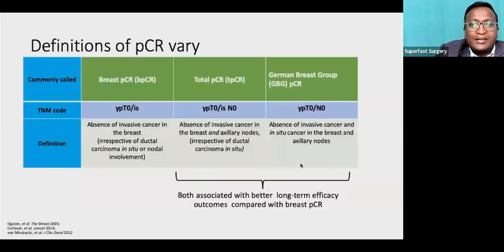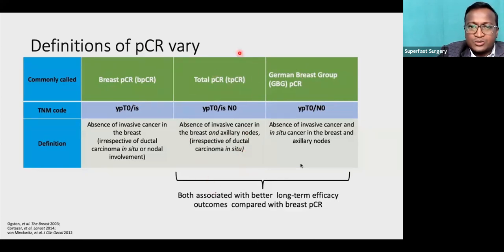So now, what kind of response do we have, like a pathological complete response? What is the definition of pathological complete response? The patient has been operated, and on histopathological examination, we'll find no tumor. No tumor either in the breast, no tumor either in the node. So that is known as total pathological complete response. So absence of invasive cancer in breast and axillary nodes, irrespective of the DCIS component, is the total pathological complete response. There are other definitions also, like breast PCR, German PCR, but what we follow is total PCR.